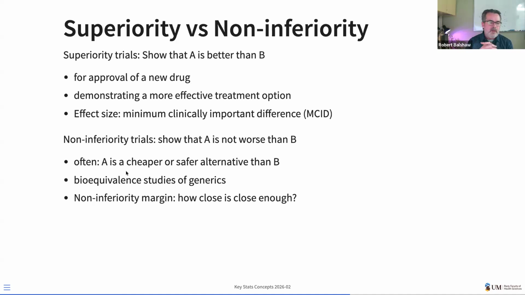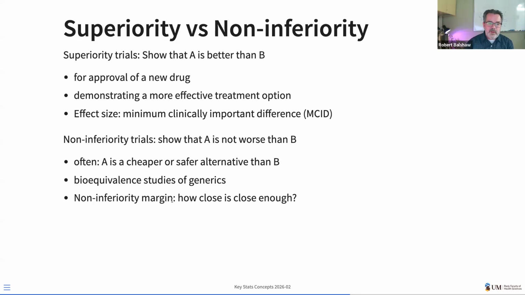There's an equivalence margin of 0.8 to 1.2 on the effect size, something like that, in a bioequivalence study of a generic product versus the approved, earlier in class products that have been given market approval. And the effect size, the minimum clinically important difference, is one of the key numerical ideas associated with a superiority trial.